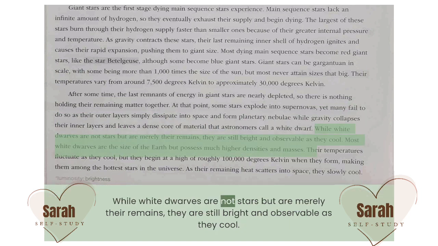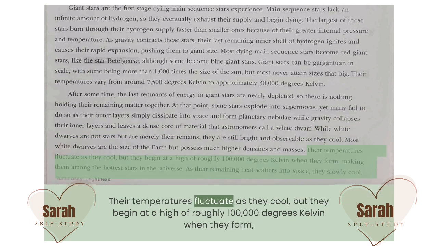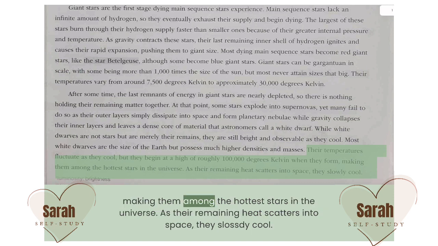While white dwarfs are not stars but are merely their remains, they are still bright and observable as they cool. Most white dwarfs are the size of the Earth but possess much higher densities and masses. Their temperatures fluctuate as they cool, but they begin at a high of roughly 100,000 Kelvin when they form, making them among the hottest stars in the universe. As their remaining heat scatters into space, they slowly cool.